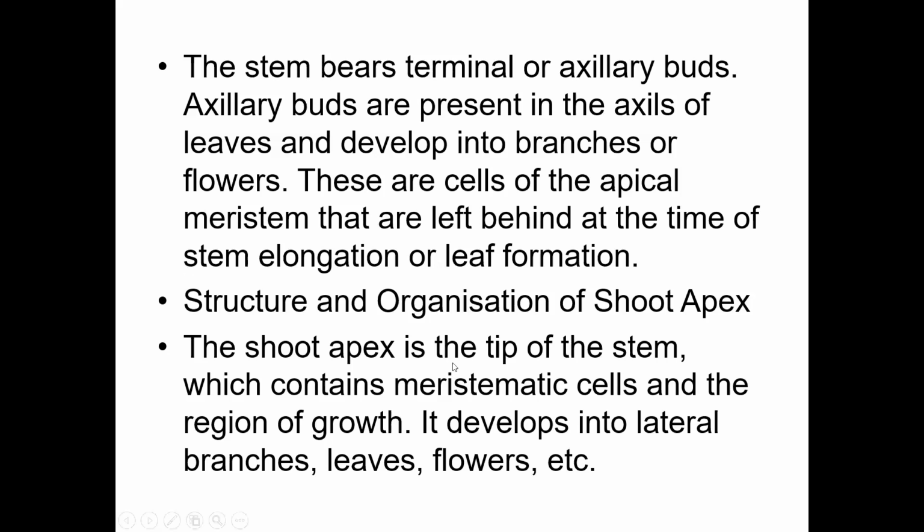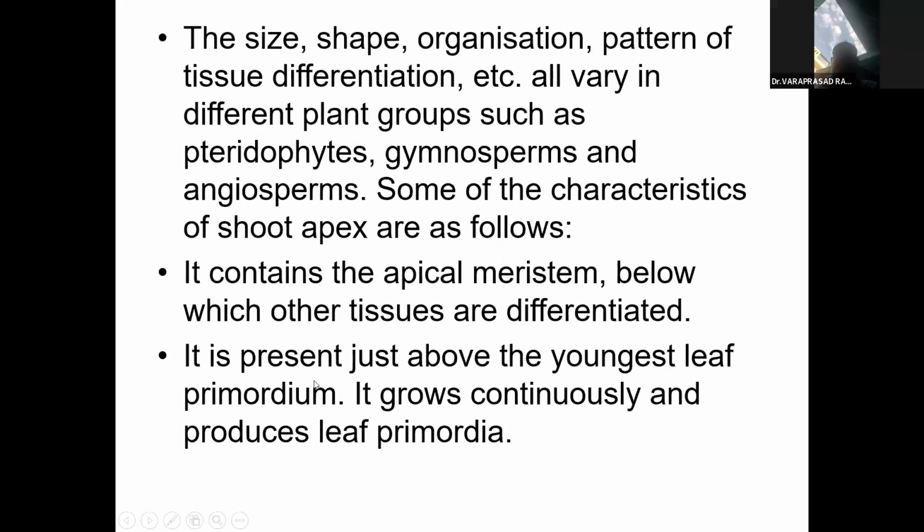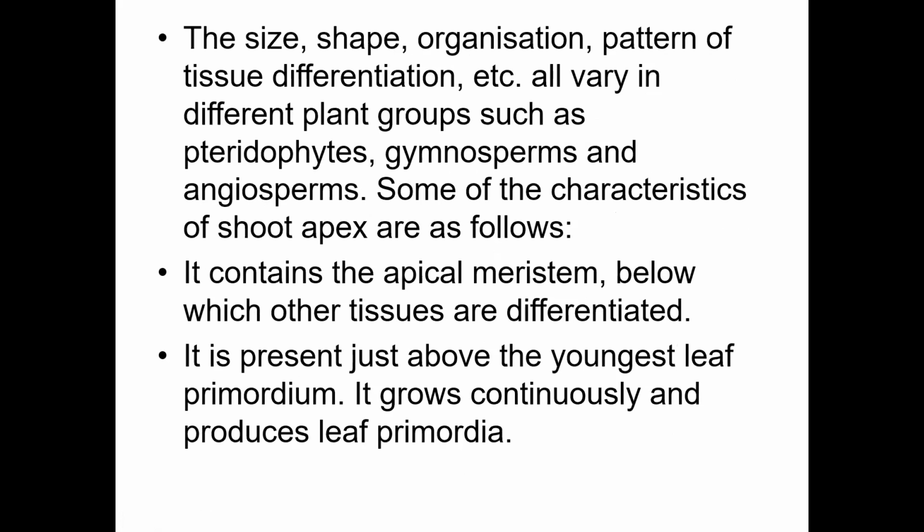The shoot apex is the tip of the stem, which contains meristematic cells and is the region of growth. It develops into lateral branches, leaves and flowers. From the shoot apex region, the size, shape, organization and pattern of tissue differentiation vary in different plant groups, such as pteridophytes, gymnosperms and angiosperms.